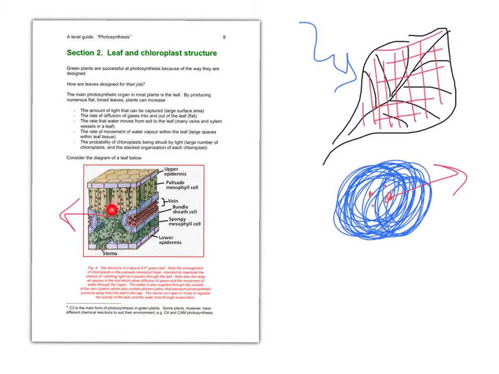Again, because we stack the chloroplasts, there's a higher probability that the chloroplasts are going to get hit by this ray of light coming down. So all these pieces of the anatomy of the leaf are very important for the functioning of the leaf.